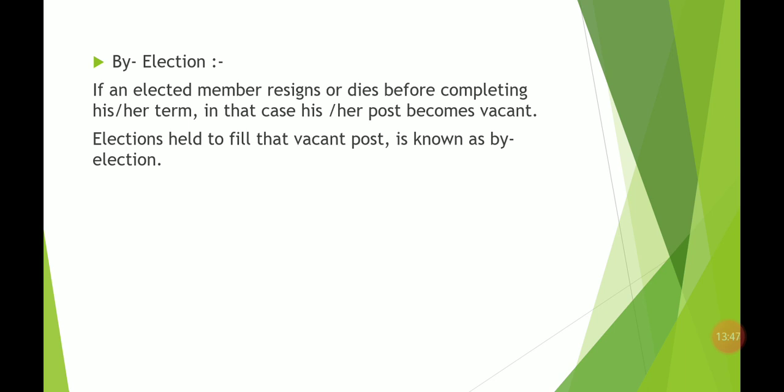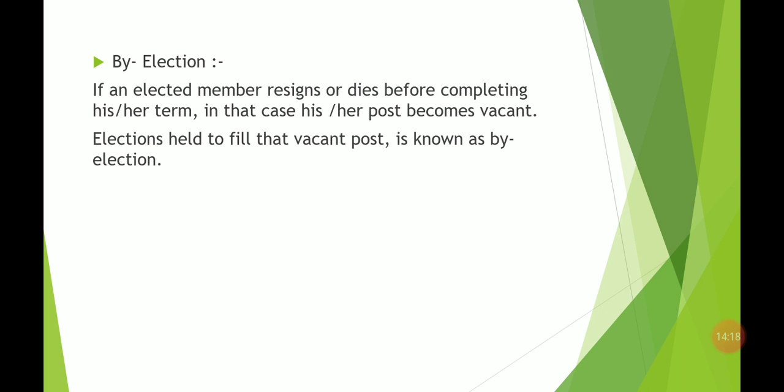So the elections are of three types: the general election that is conducted after every 5 years, the mid-term election that is conducted in between if the government is not able to make the majority, and the by-election, if any particular constituency is vacant and on that constituency an election is conducted, that election is known as by-election.